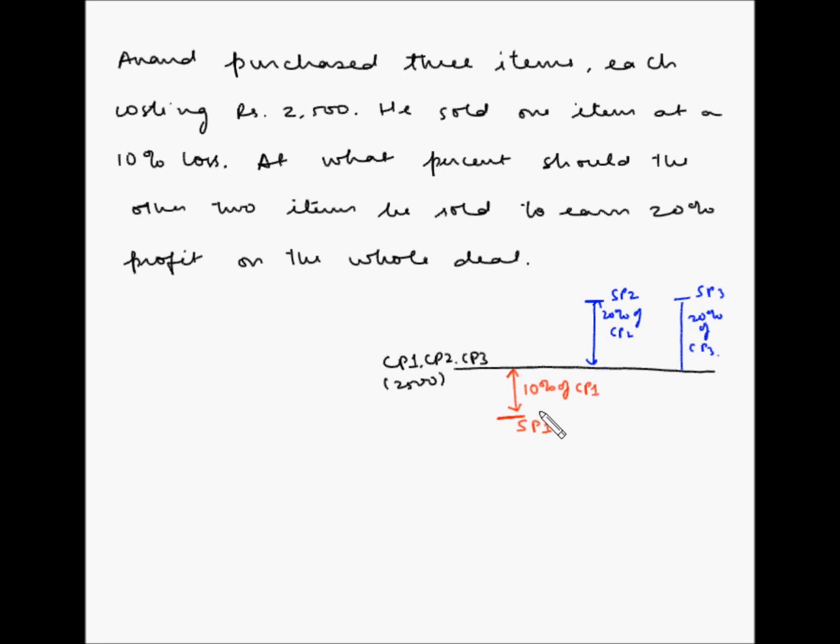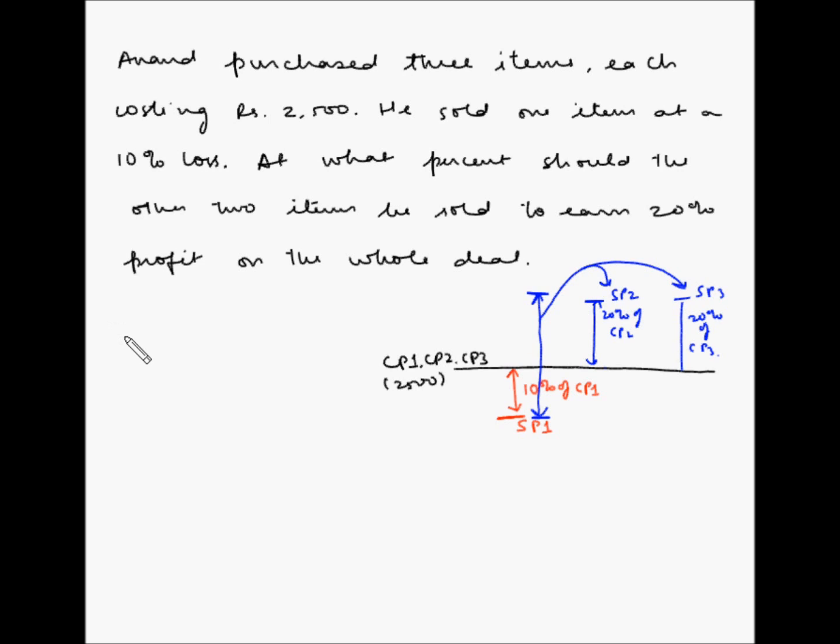However, since the first item has now been sold at a loss of 10%, we not only have to cover the loss for the first item, but we have to make up for the profit of 20% for this item and add that into the profit for the second and the third item. So the amount from this point to this point needs to be added to both the profit such that the overall profit then comes out to be 20%.